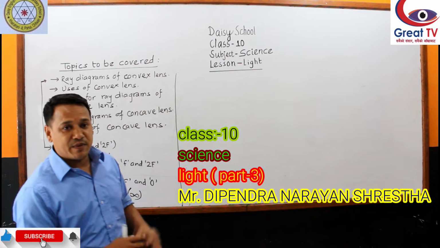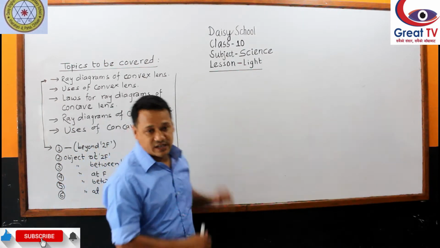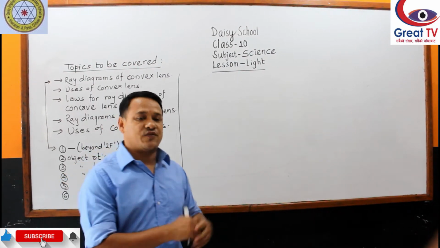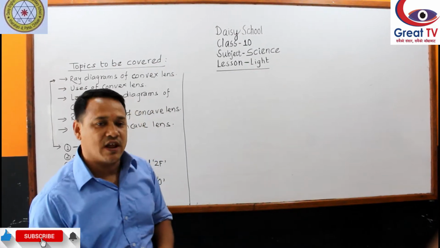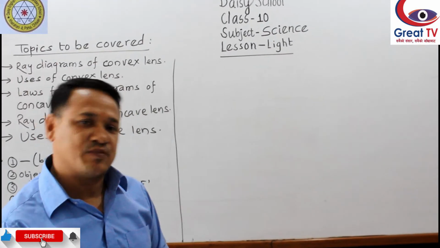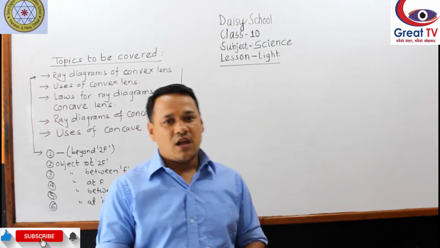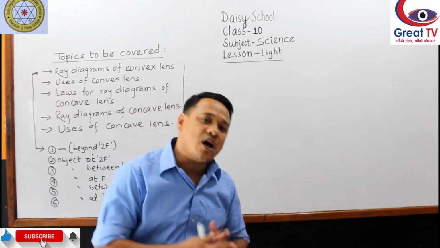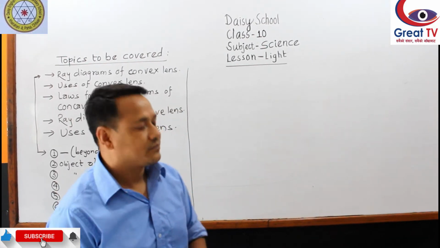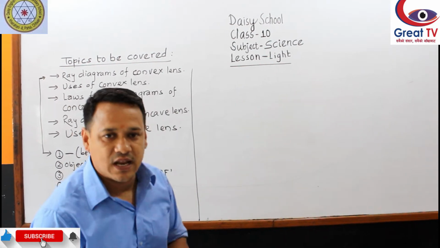Today I am here with the remaining part of the ray diagrams of convex lens from the class 10 science light lesson. In the previous video we discussed the laws for ray diagrams and one ray diagram of convex lens, and today we are going to complete the remaining ray diagrams of convex lens. Students, do you remember? I had given you one homework. Did you solve the ray diagram of convex lens? If not, look here. Today we are going to complete the ray diagrams of convex lens.